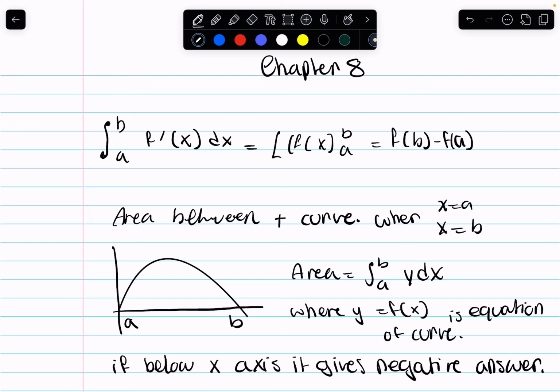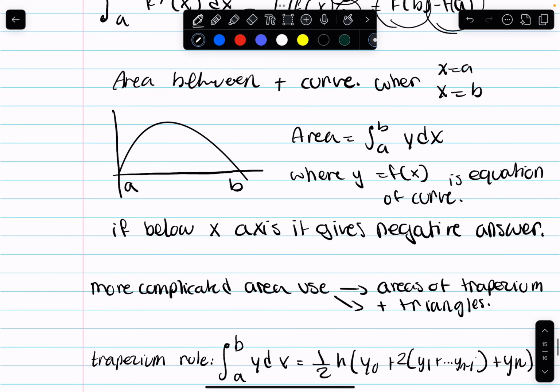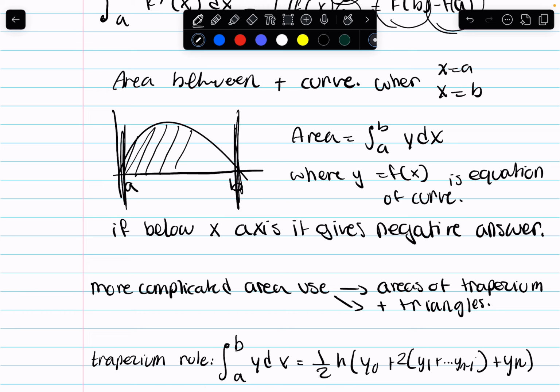So then we have this, which basically limits your dx. If you have f of x and you want the difference between b and a, you do f of b minus f of a to get that difference. So, area between a curve where x is a and x is b. I have two lines and I want to find the area in between them under that curve.